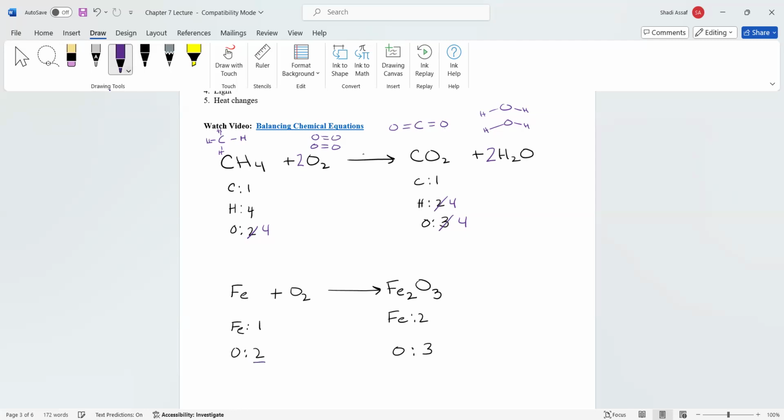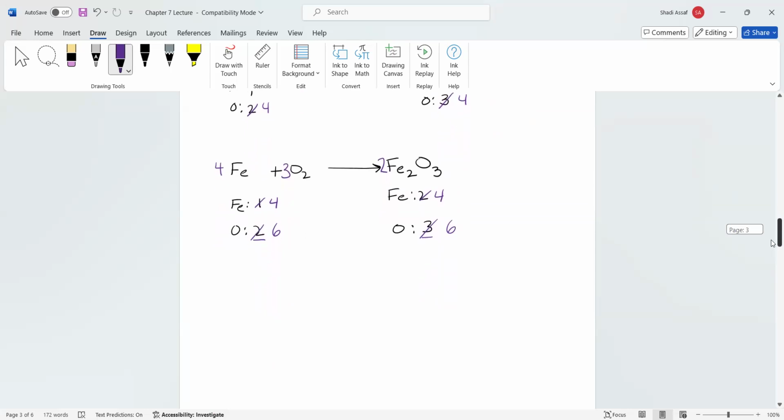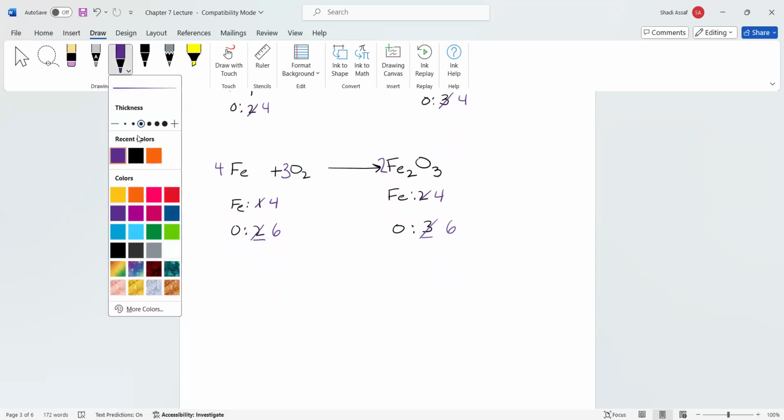And let's talk about 2 and 3. The least common multiple between them is 6. So that means I have to multiply this by 2, and I have to multiply this by 3. This becomes a 6, and this becomes a 6. Now, in doing that, you also change the number of iron. So now 2 times 2 is 4. Now, the least common multiple between 4 and 1 is 4.